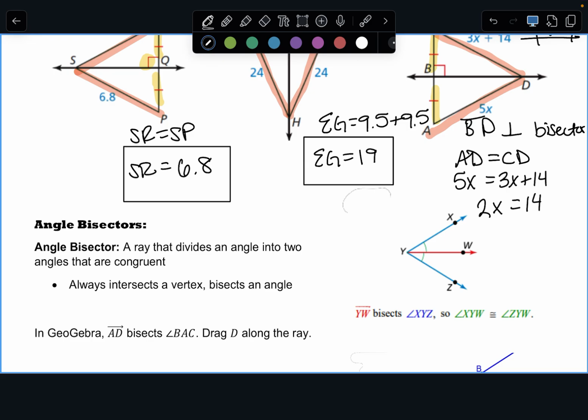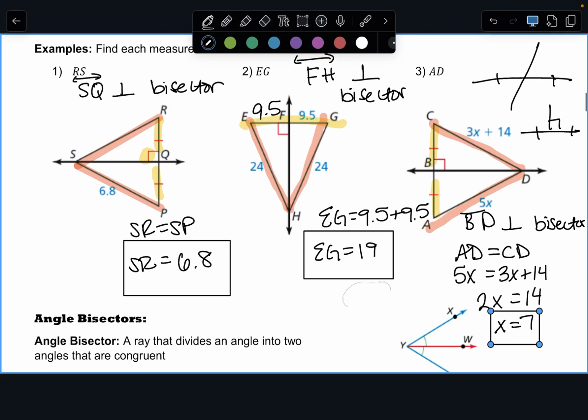Okay. 2x equals 14. You divide by 2. Divide by 2. And we get x is equal to 7. However, that is not my answer. It asked me for AD.